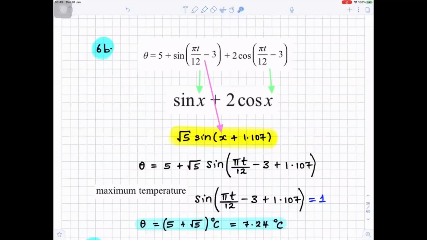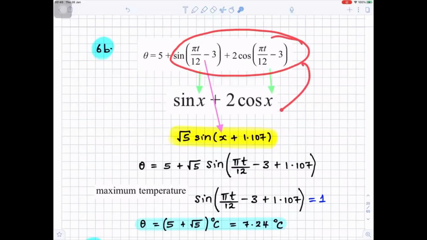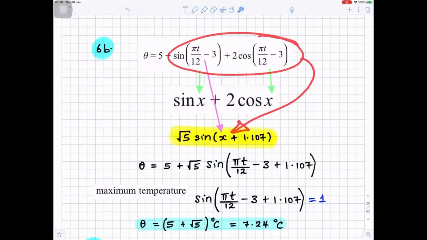So what you want to do now is take what you have done in part A, where x is pi t over 12 minus 3. So replace x with pi t over 12 minus 3. And then replace all of that with the square root of sine of pi t over 12 minus 3. So you are using the function in yellow, which replaces the one in red. I repeat, the one in red, which I've circled in red, is being replaced by this one in yellow.